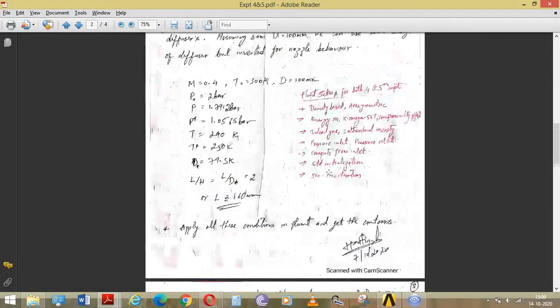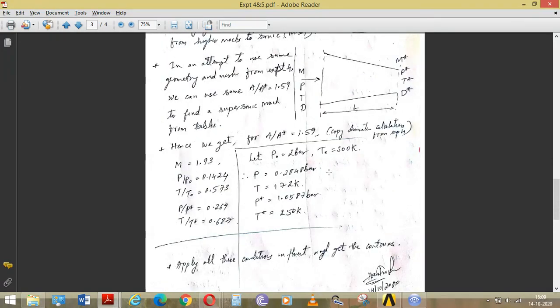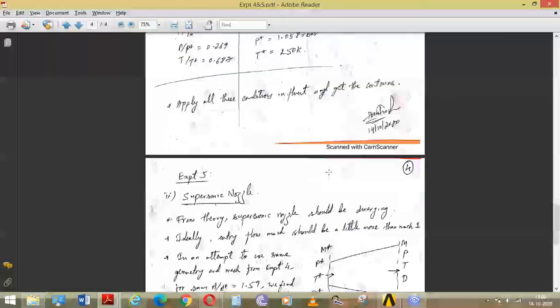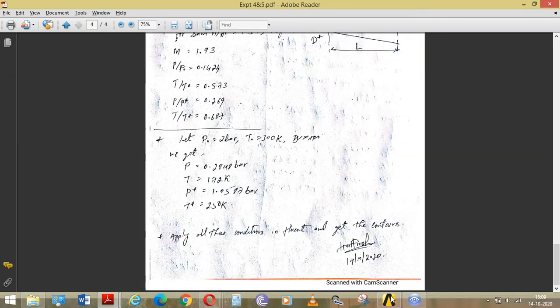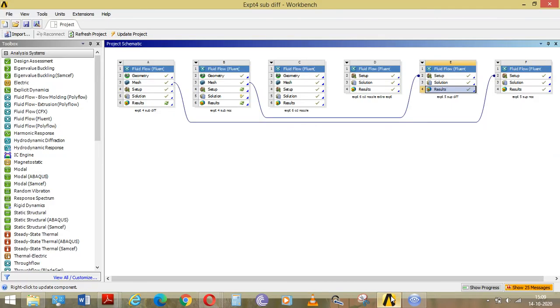So if there's anything else to ask, we can ask now. And if you guys want to repeat any section in these two experiments, 4 and 5, you can ask me. There is experiment 6. If you guys want me to continue for experiment 6, we'll do experiment 6 now. It may take another half an hour. Okay.